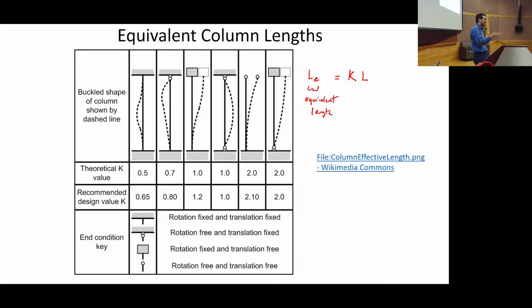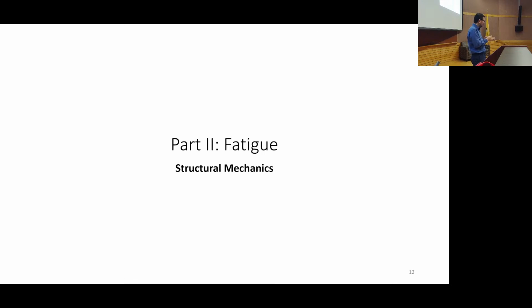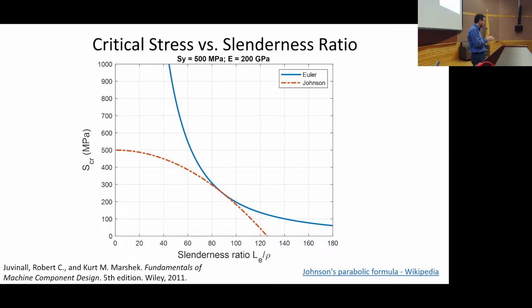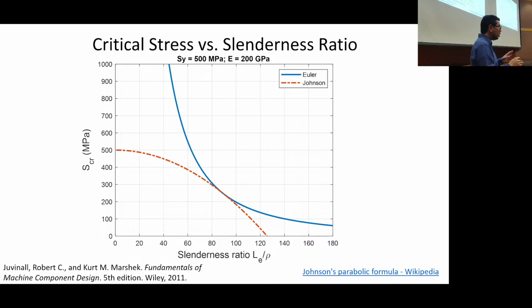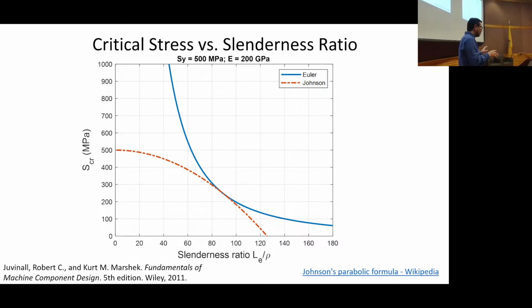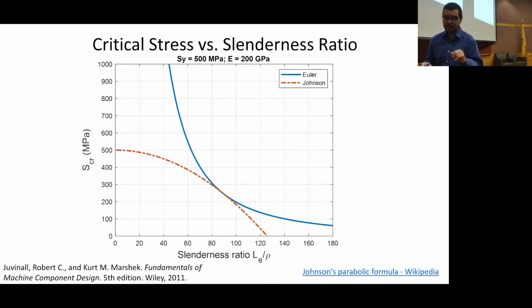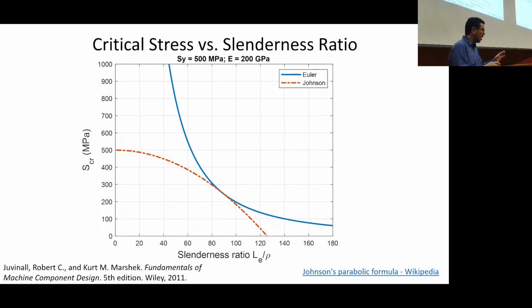Yes, we want to use the Johnson criterion. So how do you figure out whether you're slender enough for Euler or stubby enough for Johnson? This may not look familiar because it's not often put in a textbook. The equations are put in the textbook, but it's presented in a slightly different way.